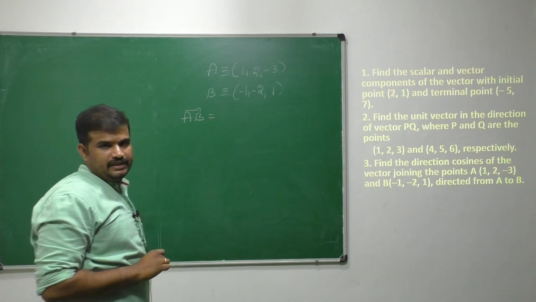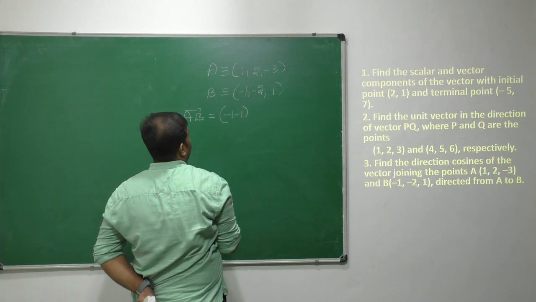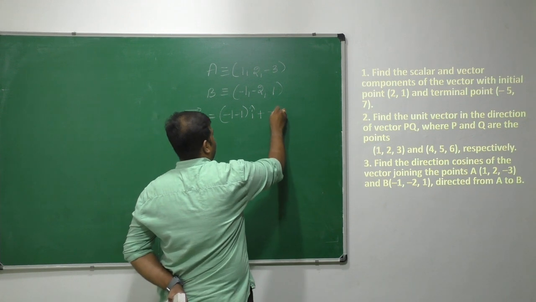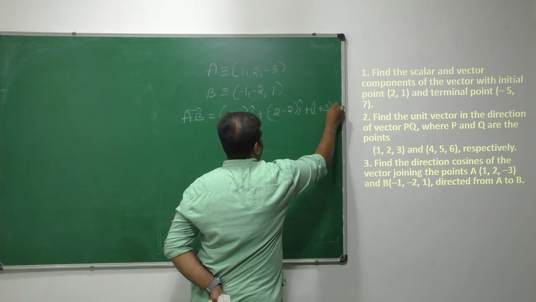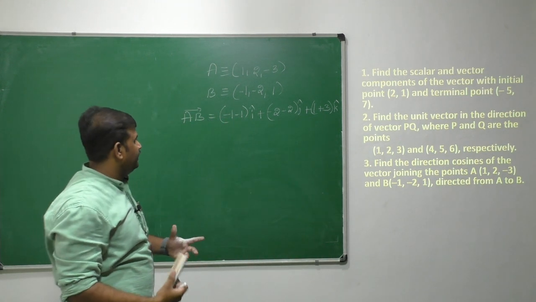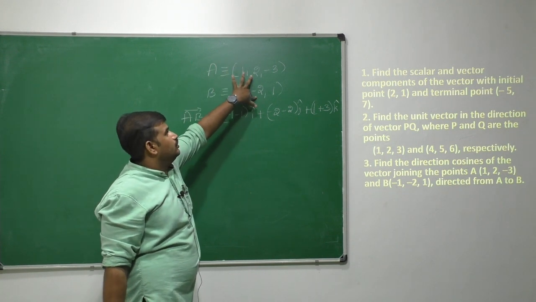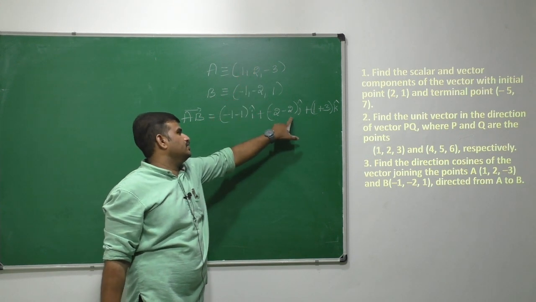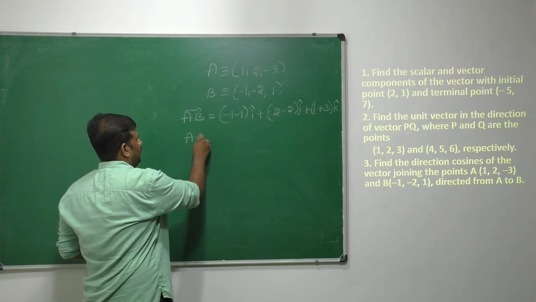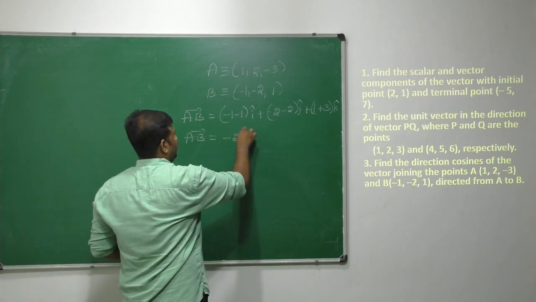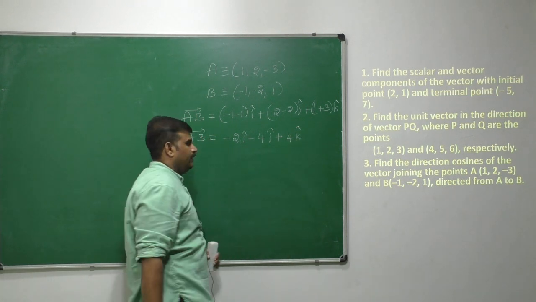So first, what should we do? Let us find out vector AB. What is vector AB? The initial point is A, the terminal point is B. It is minus 1 minus 1, that is minus 2 I cap, minus 2 minus 2, that is minus 4 j cap, and 1 minus of minus 3, it is plus 4 k cap. So your vector AB is equal to minus 2 I cap minus 4 j cap plus 4 k cap.